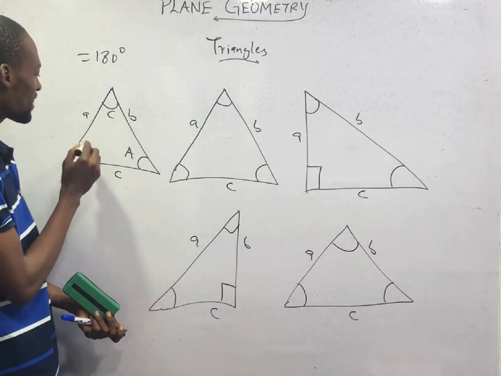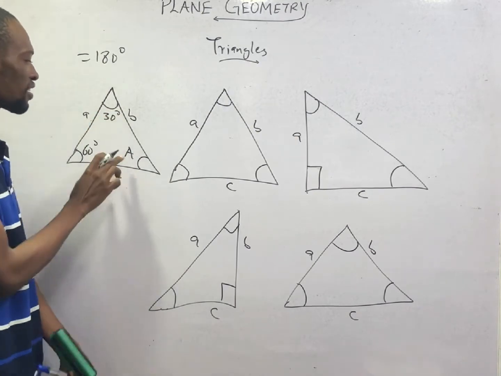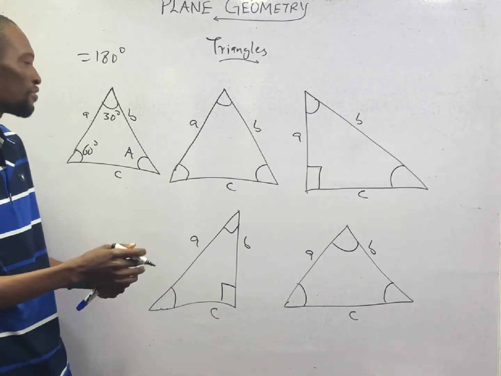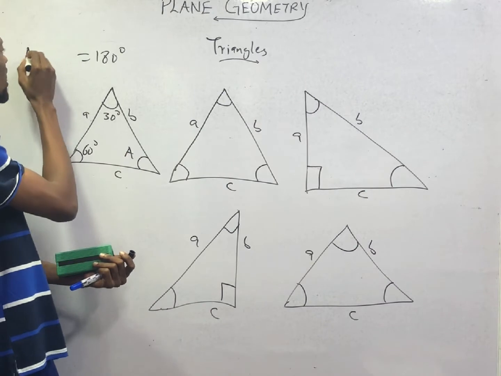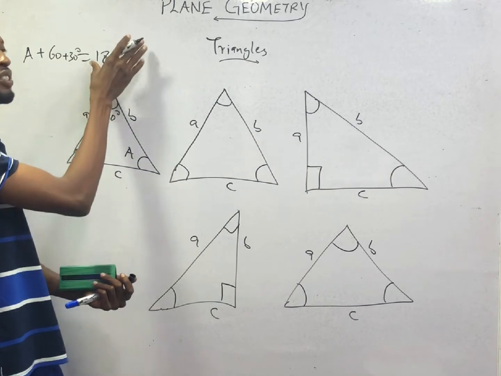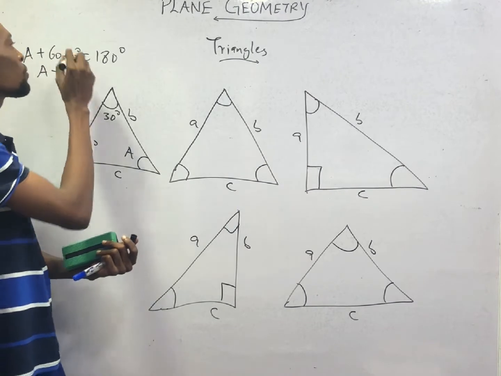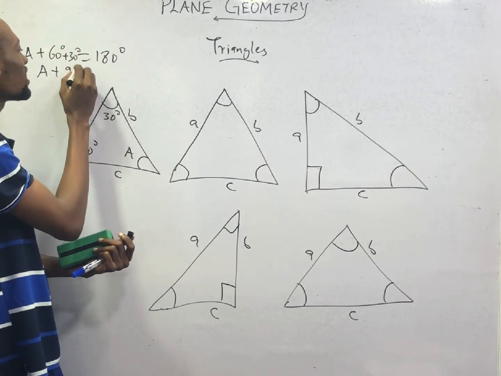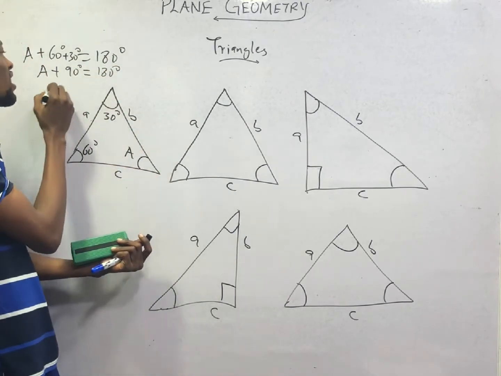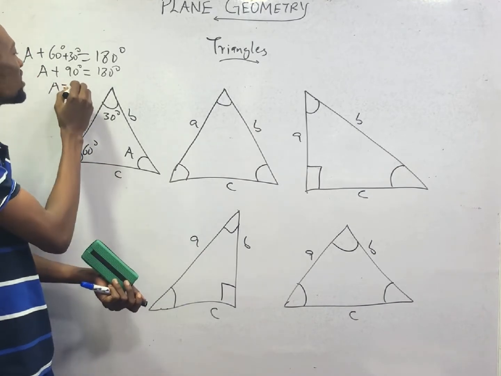Which also means, if I say here is 60 degrees, and I say here is 30 degrees, and I say find this angle, with this, I've given you the information you need to find this angle. We know that A plus 60 plus 30, everything will give us 180 degrees. This means A plus 60 degrees plus 30 degrees is 90 degrees. A plus 90 degrees is equal to 180 degrees. Collecting like terms, A is simply 180 degrees minus 90 degrees. So that should give you 90 degrees.